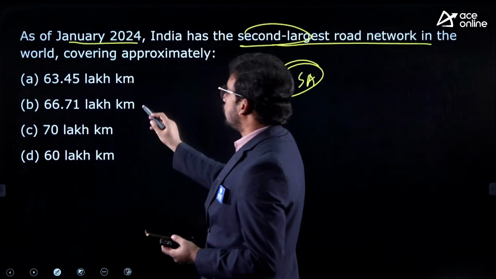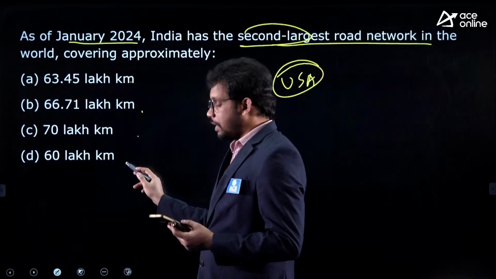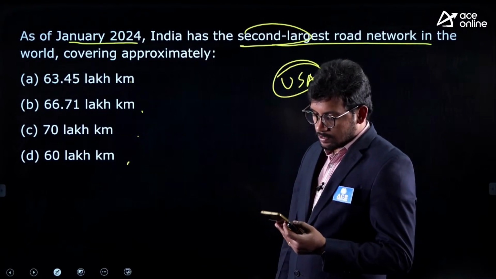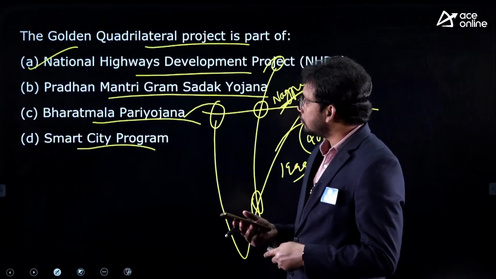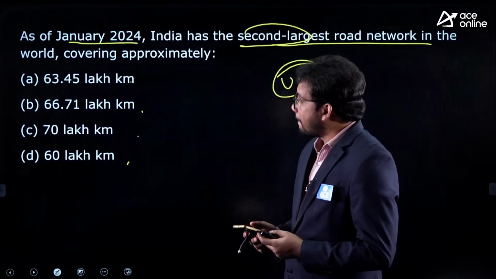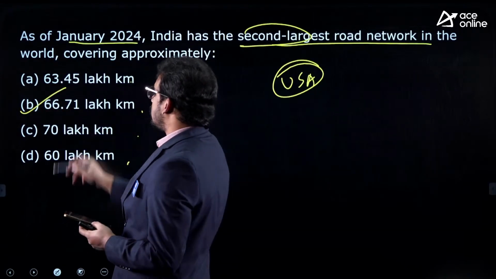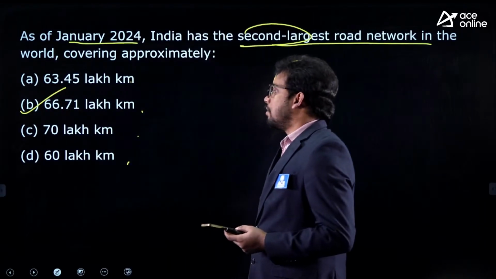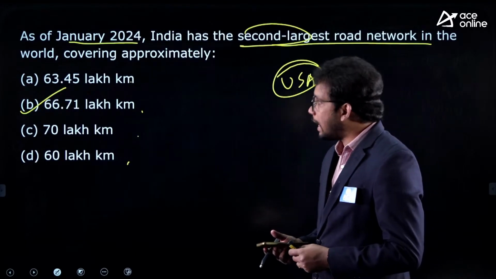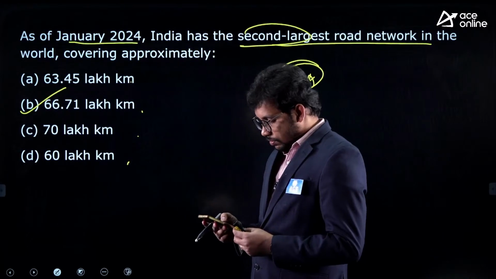63.45 lakh kilometers, 66.71 lakh kilometers, 70 lakh kilometers, 60 lakh kilometers. So what is the answer for this? This is highly factual, you may be facing difficulty. So the answer is 66.71 lakh kilometers. That is the total length as of January 2024.